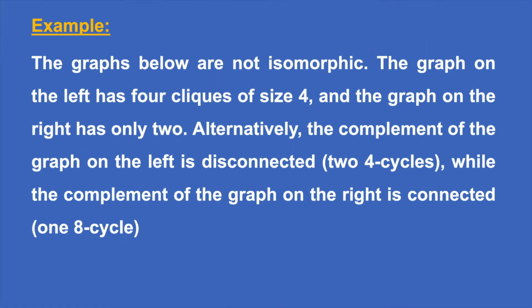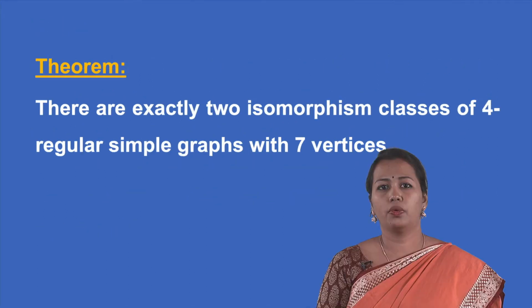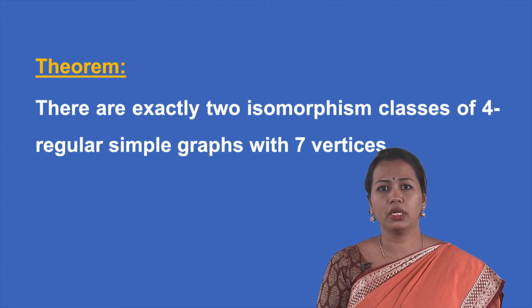For example, the graphs shown on the screen are not isomorphic. The graph on the left has 4 cliques of size 4 and the graph on the right has only 2. Alternatively, the complement of the graph on the left is a disconnected graph with 2 4-cycles, while the complement of the graph on the right is connected, that is, there is one 8-cycle. We shall now see a theorem.